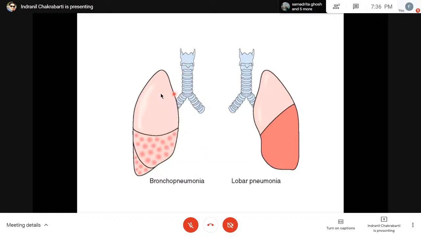So here, let me use the pointer. Yeah. So here you can see multiple, patchy affection of the lung in one or two lobes. So this is how a bronchopneumonia looks like, while the entire lobe is affected in case of lobar pneumonia. But one should remember that any single organism can cause both bronchopneumonia or lobar pneumonia, and a single patient can show both features of bronchopneumonia and lobar pneumonia. So the conditions may overlap, and the same organism can cause both. That depends upon various factors, including the host factors.